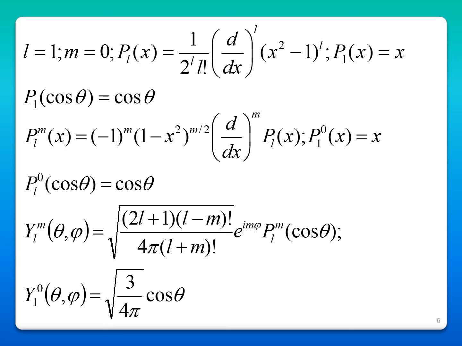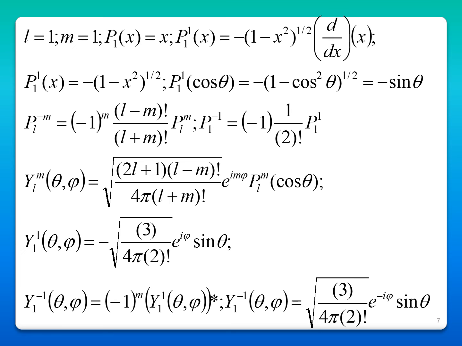And P_L^M of X, that is L is equal to 1 and M is equal to 0, you are going to end up with P_1^0 of X is equal to X. So it is P_1^0 of cos theta is equal to cos theta. So similarly, you substitute this value in Y_LM, then you can get Y_10 of theta and phi is equal to square root of 3 by 4 pi into cos theta.